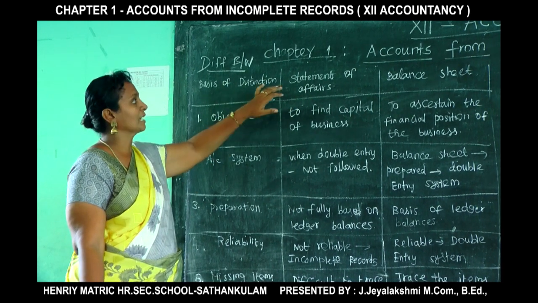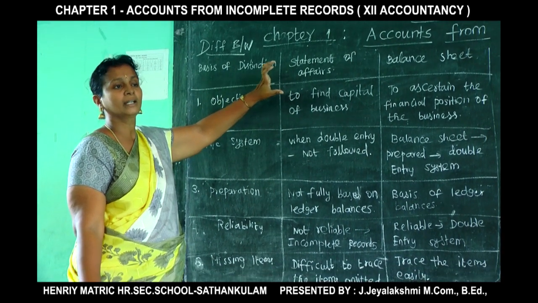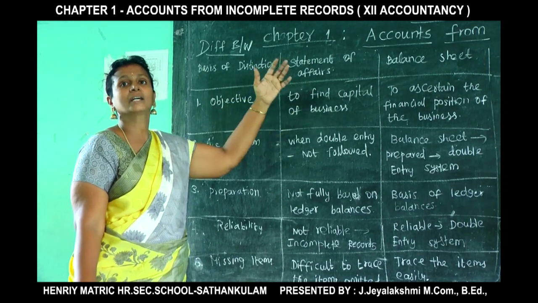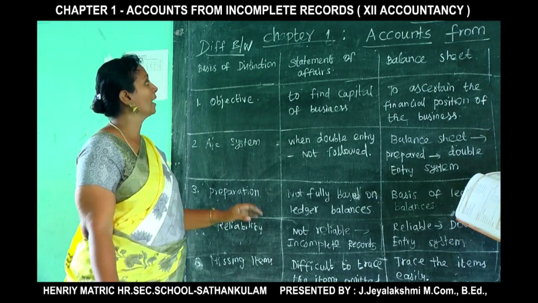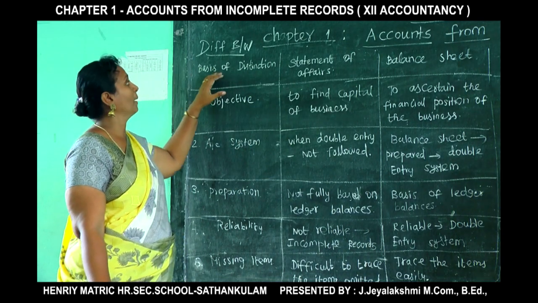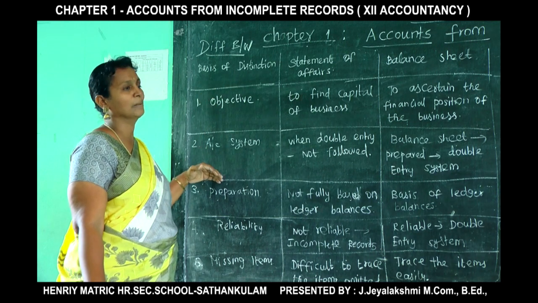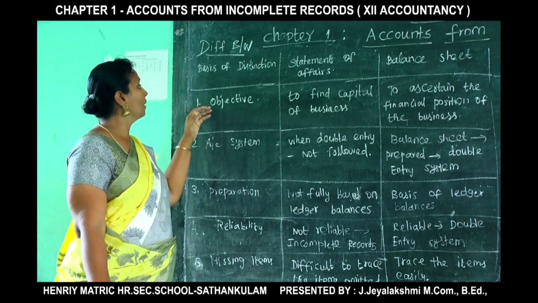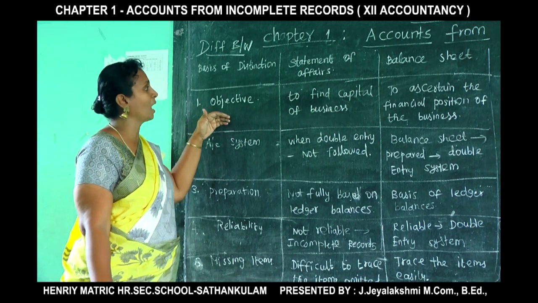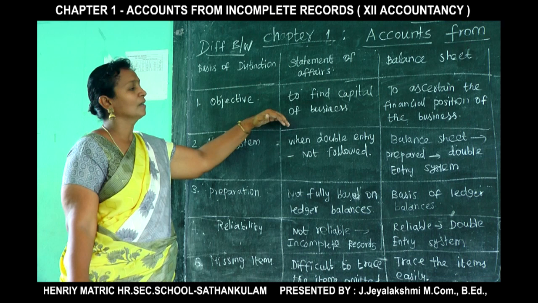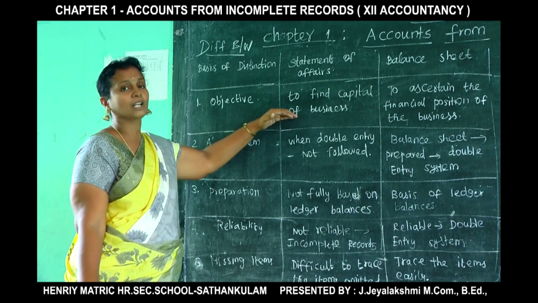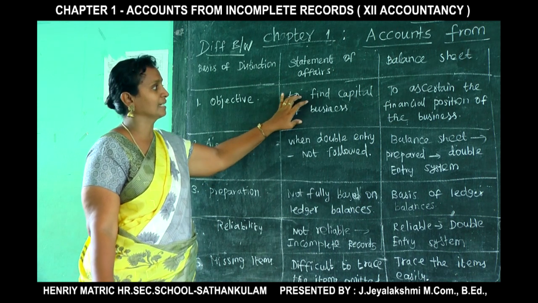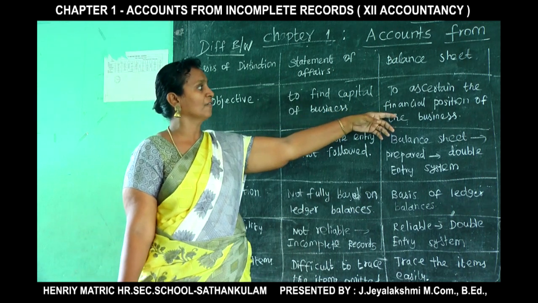Now we are going to see the difference between statement of affairs and the balance sheet. The statement of affairs is fully concept oriented. It uses incomplete records. The balance sheet uses the double entry system. Now, the main point here: the main object of the statement of affairs is finding the final capital of the business, what the initial amount is up to date. We are calculating that here, to ascertain the financial position.